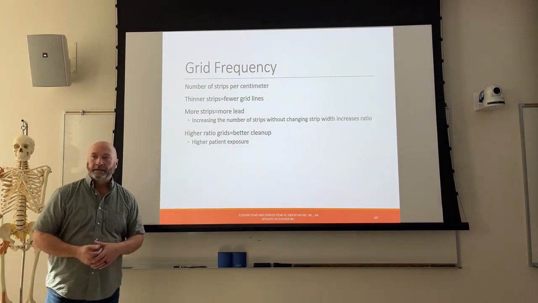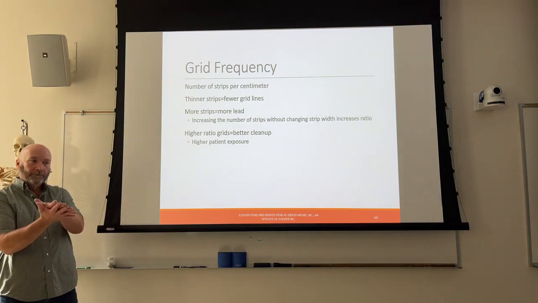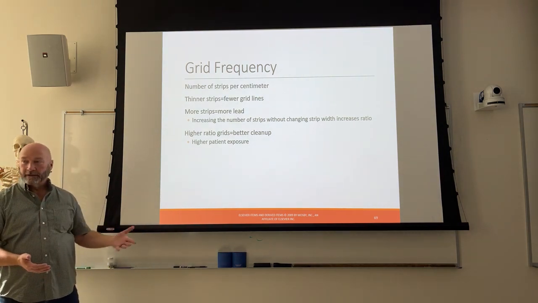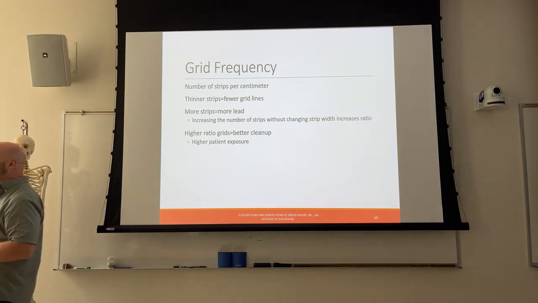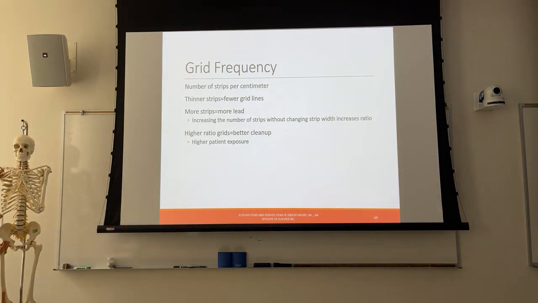So grid frequency. We made a thinner grid with more strips. The effectiveness remained the same. Grid ratio roughly remained the same by increasing grid frequency. All right. Any questions?